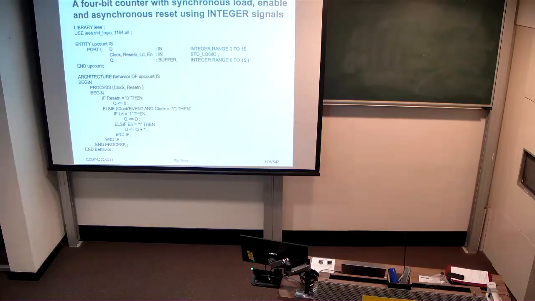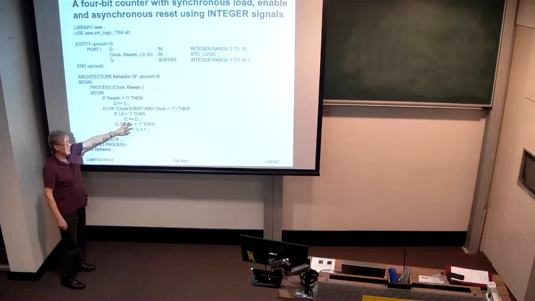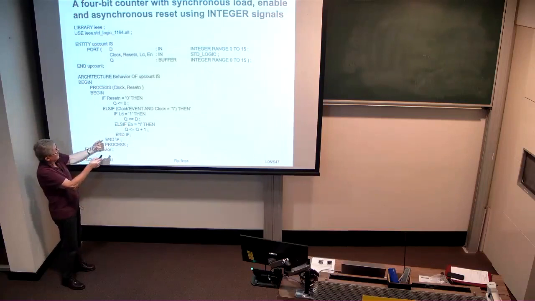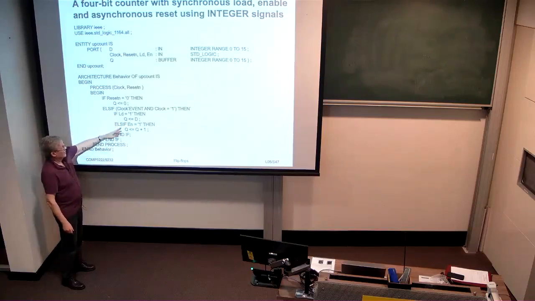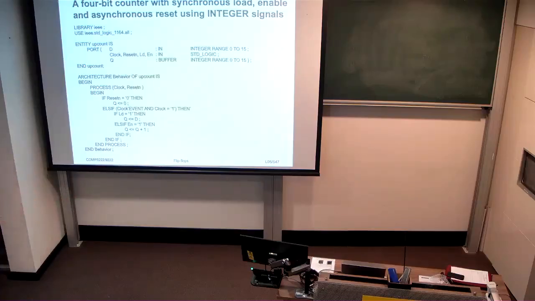Because we have standard logic signals: clock, reset, load, and enable, right? So on an active clock edge, if load is 1, then we're going to assign Q to D. So we're going to load D into Q. D is an input here. Otherwise, if the enable is 1, we're going to add 1 to Q. Otherwise, Q is just going to stay at whatever value it had, right? Because there's no default assignment to Q here.